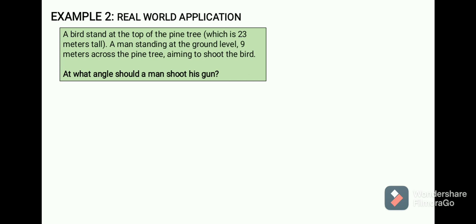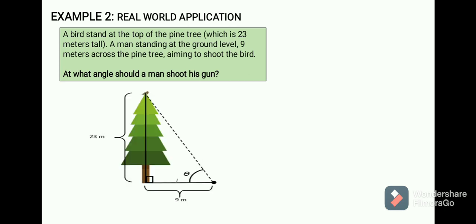So for us to easily find what function to use, we need to draw a figure that will represent the problem. So this is our figure that represents our problem. For us to know what ratios to use, we need to label. The opposite of theta is the height of the pine tree, which is 23 meters. So this is our opposite. Then the adjacent of theta is the distance of the man from the pine tree, which is 9 meters. So let's label this as adjacent.